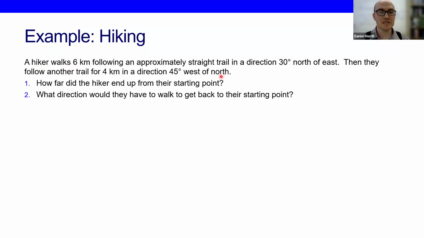We've got two questions to answer. First of all, we want to know how far did the hiker end up from their starting point? In other words, what's their displacement? And the second question says, what direction would they have to walk to get back to their starting point? So in what direction would they have to go to reverse their displacement, undo their displacement?